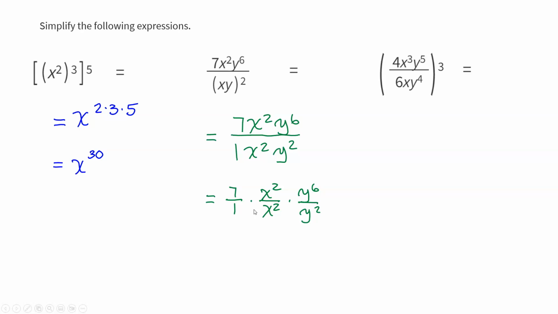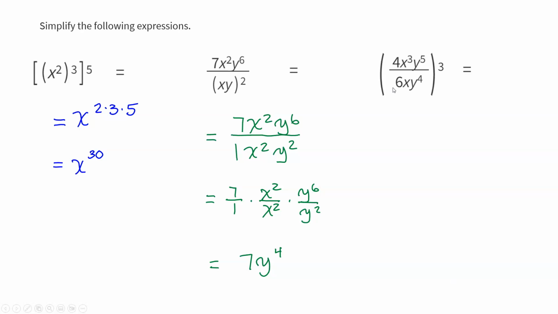So 7 divided by 1 times x squared divided by x squared, and then y to the 6th divided by y squared. 7 divided by 1 is just 7. x squared divided by itself is just 1. Anything divided by itself is 1. When you divide powers of the same base, you subtract the exponents, so 6 minus 2 is 4, so you have 7y to the 4th.